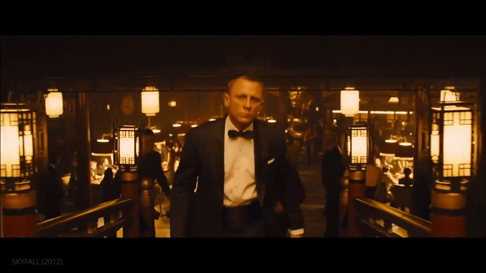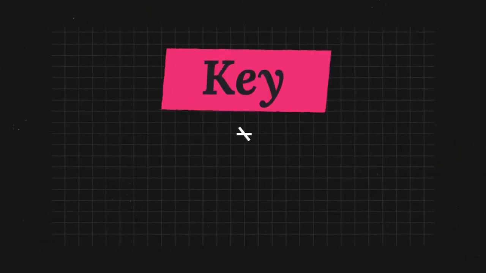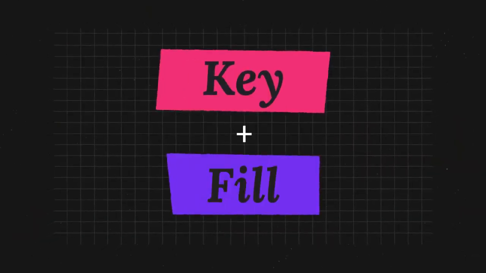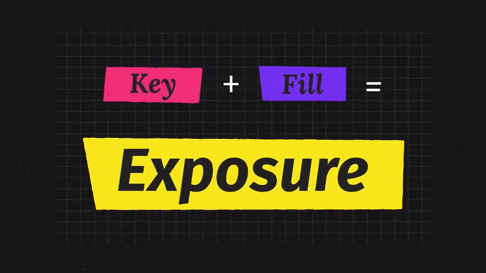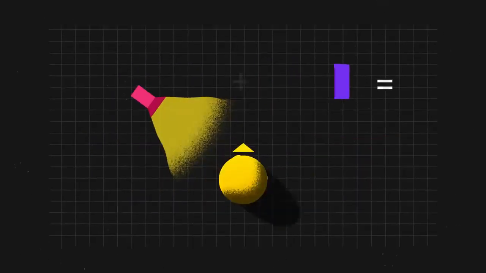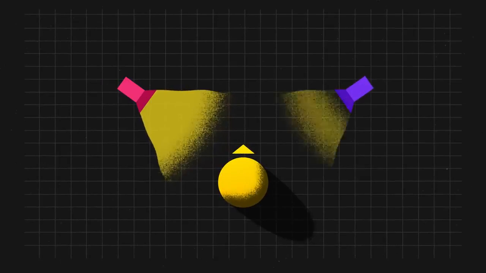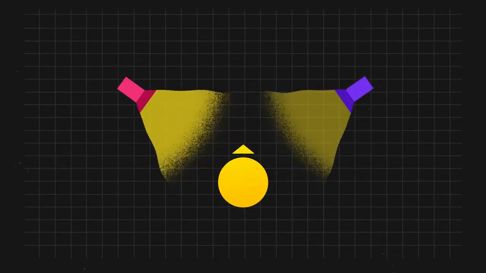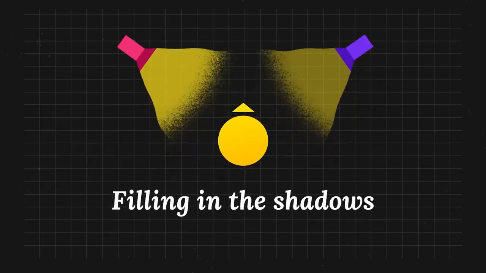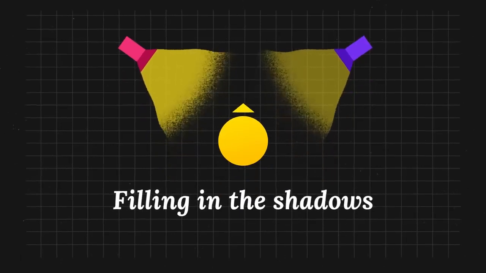Let's look at the building blocks of lighting. Key and fill lights. Exposure is established with a combination of a key light and a fill light. The key light is the main light source in the scene, and the fill light counters the shadows cast by the key light, literally filling exposure into the shadows.